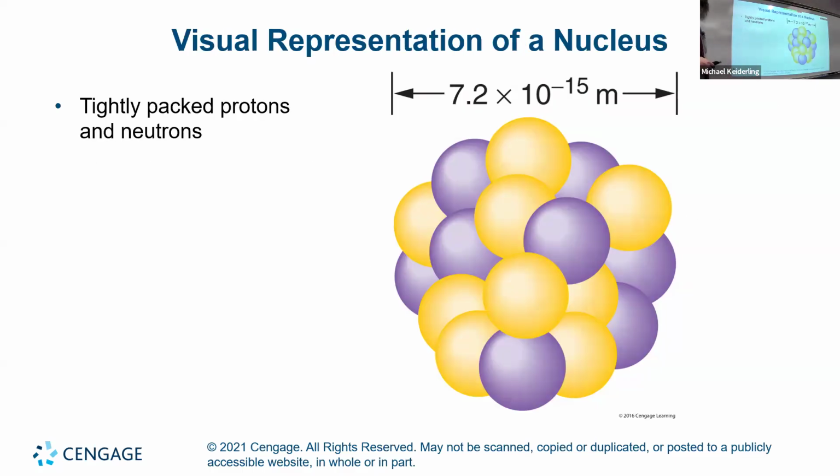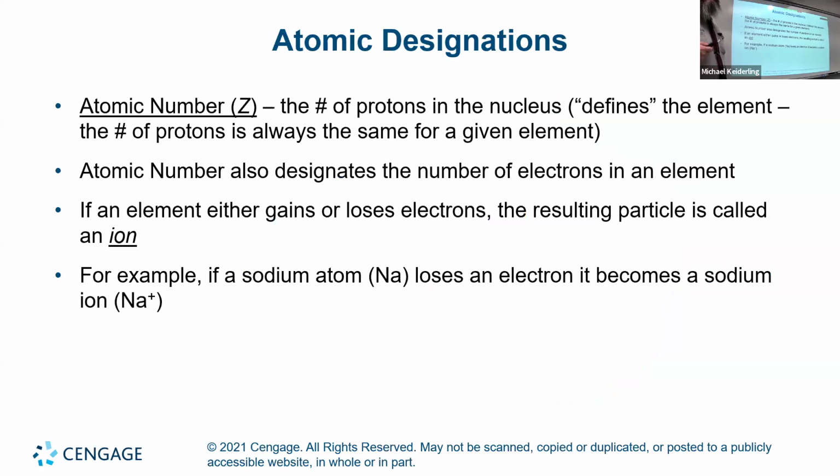And that's why you need neutrons as well as protons, because neutrons don't contribute to the outward pushing, but they do help with the inward pulling of the strong nuclear force. So the atomic number is the number of protons in the nucleus. It defines the element. It's always the same for any given element. And it also designates the number of electrons the atom would normally have.